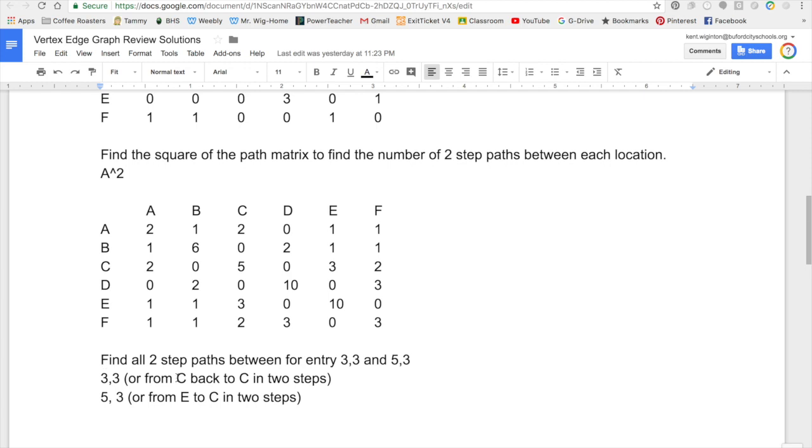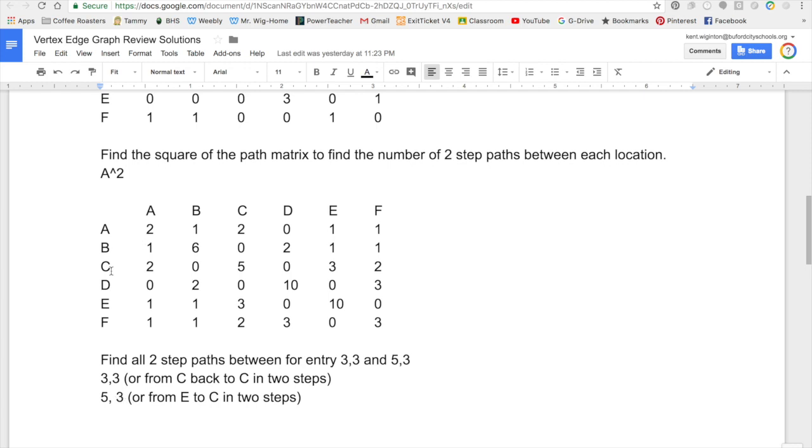3, 3 would be from C back to C, because if I go to 3, 3, that's the third row, third column, right? It's a 5. So there's 5 different paths to go from C and then back to C in 2 steps. And I'll explain that in just a minute.